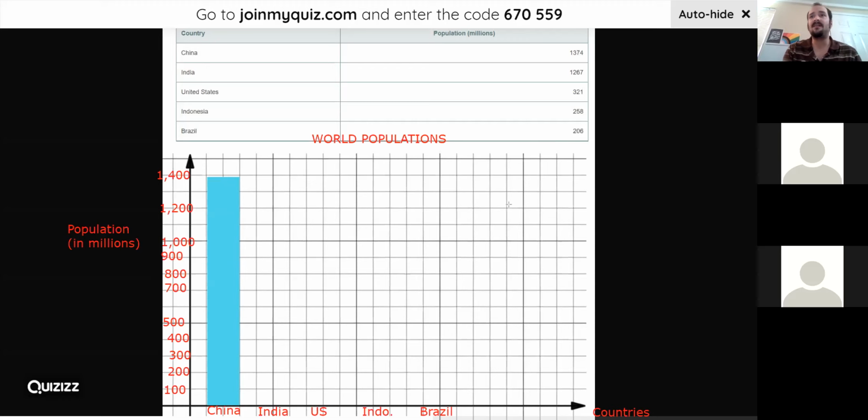Same thing with India. It's 12. 1267. So this would be 1200. This would be 1300. So somewhere about in the middle of that, maybe a little higher than the middle.